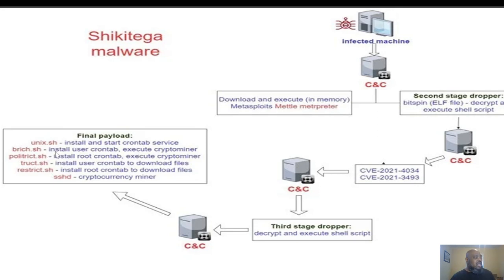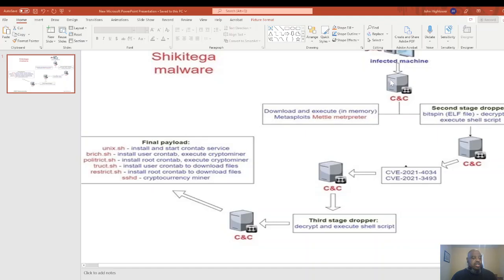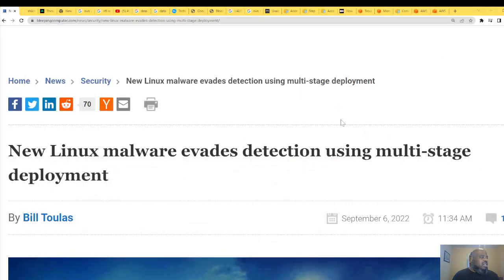Basically, you have a Unix shell script, a BRIHC script, pull trick truck and restrict, and a standard SSHD for a crypto miner, right? So you can actually encrypt it or run mining software on it to try to get a little money. So that's what the article is going to hit. And at the bottom you see it was done by the AT&T security team. So shout out to them. They're putting in great work. So once again, let's hit the article.